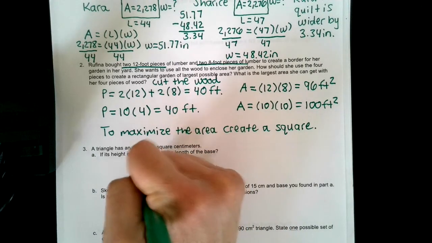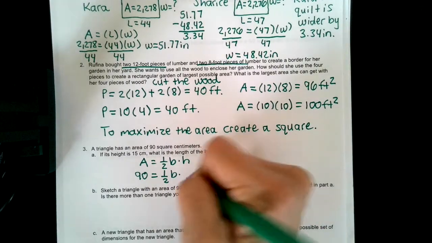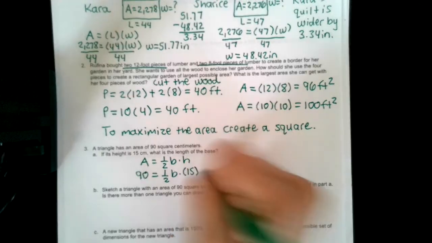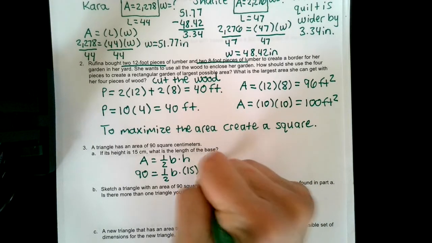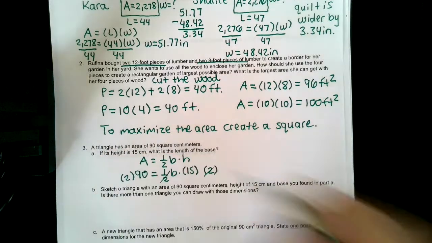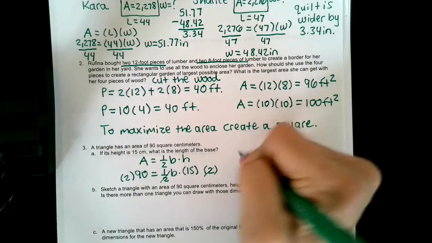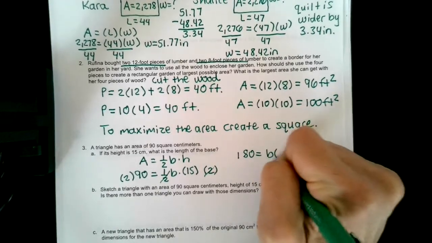They give me that the area is 90. We don't know the base, so we're going to leave that as a variable, but we are given that the height is 15. So I'm going to solve this equation for the base. One way you can solve it is you can multiply both sides of this equation by 2, so you can cancel out the 1/2. So 90 times 2 is 180.